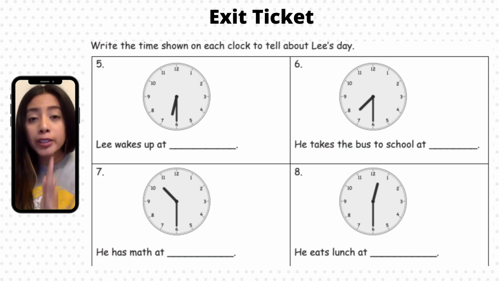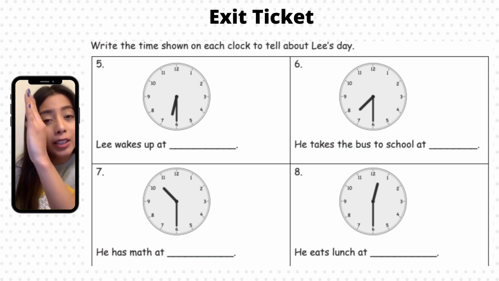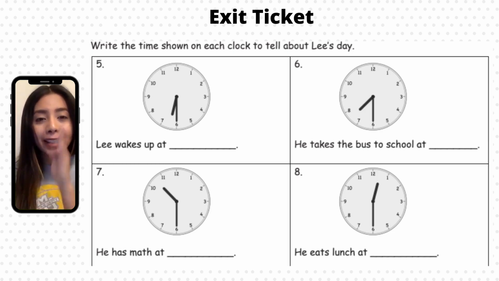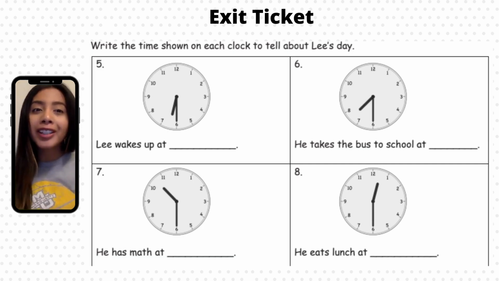Now for number 8, he eats lunch at... look at it carefully. Where is that hour hand pointing to, and where is the minute hand pointing to? I see that for number 8, the hour hand is a little past 12. So we're still at 12, we're not at 1 o'clock yet, and our minute hand is touching the 6. So 30 minutes have passed. So we are at 12:30. 12:30 is when he eats lunch.